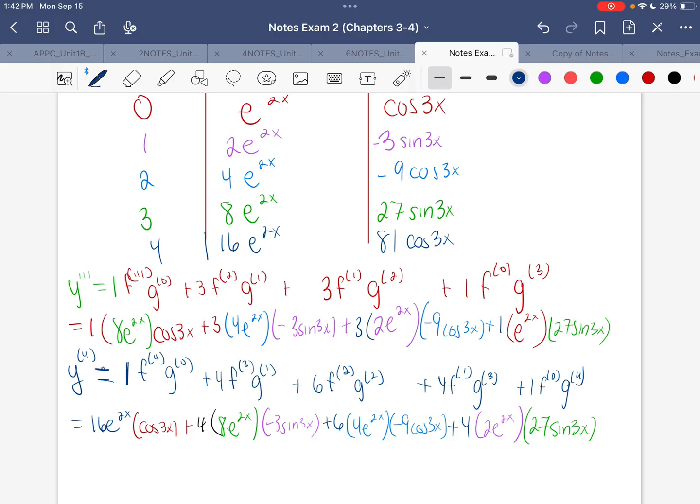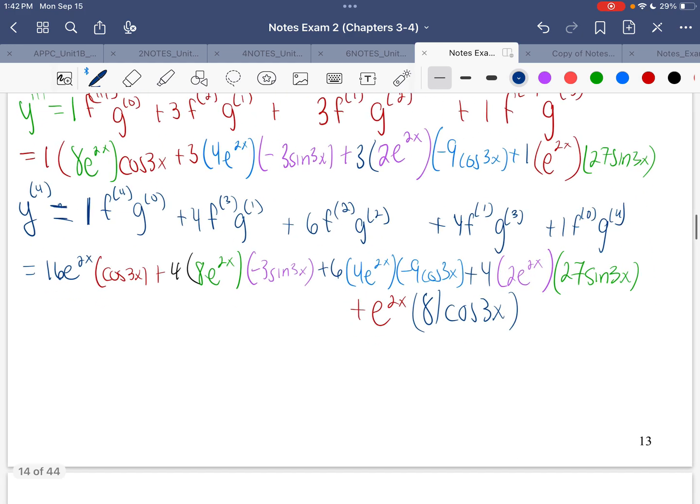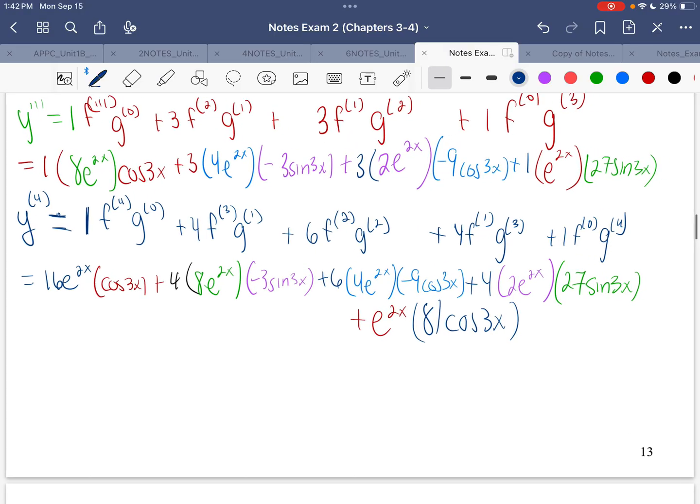And honestly, while this seems so annoying, think about how much more annoying it would be to actually have to do the fourth derivative with the product rule. So hopefully that helps you feel a little better. Okay, bye.